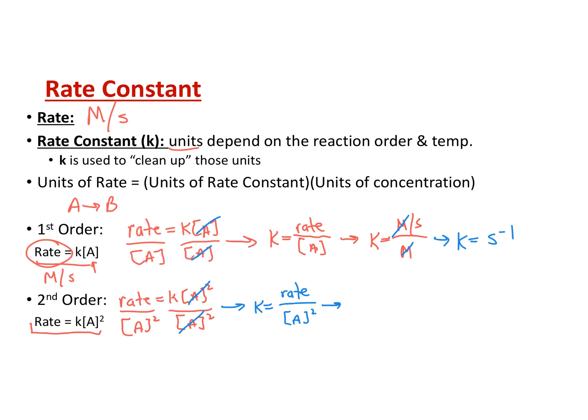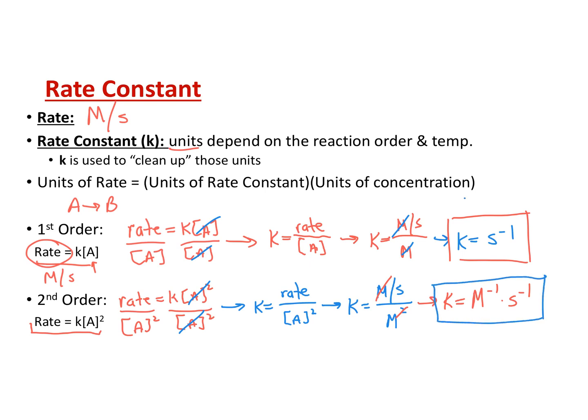So now I'm going to plug in the units that I have. My rate constant equals rate, which is molarity per second. Now the concentration of A is squared, so concentration squared. And when I divide, molarity cancels out up here, and one of those molarities cancels out. So the unit of rate constant for a second order reaction is inverse molarity, inverse seconds. So the units for your rate constant will change, and they will depend on the order of the reaction. So here was our first order, and here is our second order reaction rate constant.